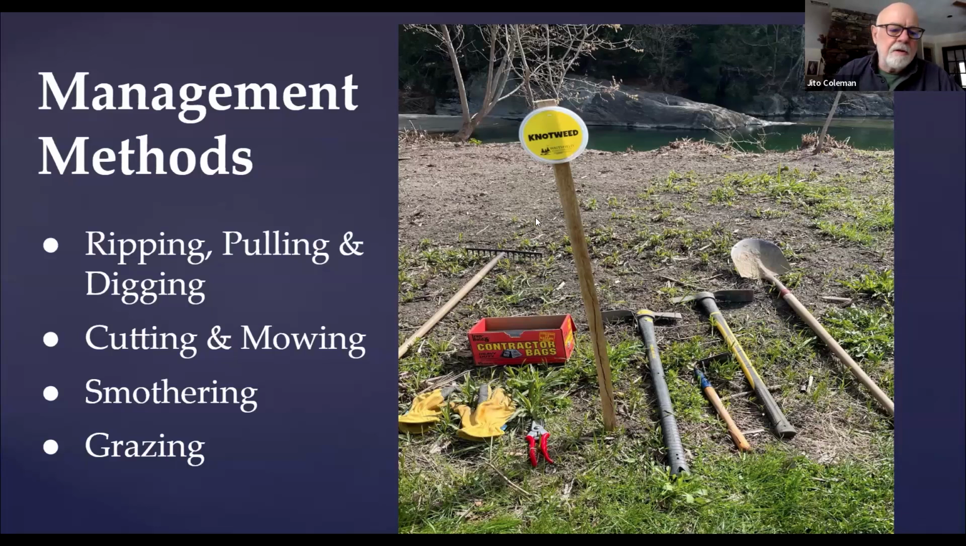But whether you mow it or you put animals on it or you rip it up, you basically remove it. And that energy that it took to grow that was not going to be replenished. The stuff we remove is no longer putting energy back into the roots. And knotweed will try again. It'll send up a new shoot. After time, it runs out of energy.